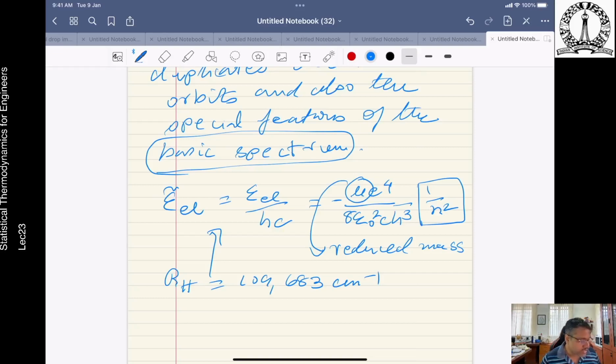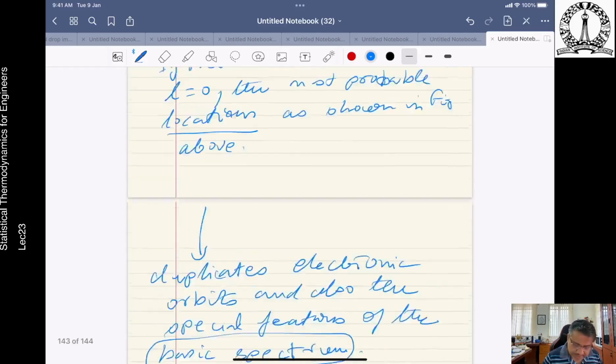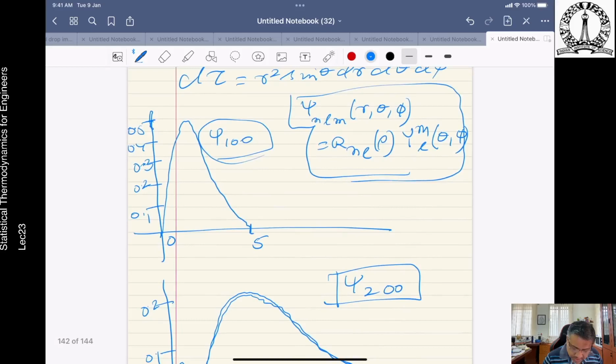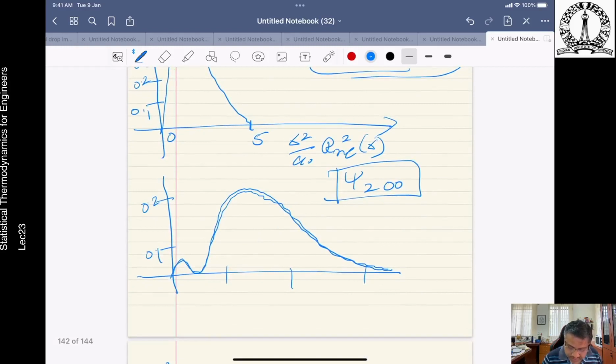When you look at the probability distribution for these different types of functions, here of course what I forgot to write is that the axes are given as sigma squared divided by a naught, into R_nl squared, into sigma. So this is basically the radial function. Sigma is r by a naught. It is a dimensionless probability distribution function associated with the radial portion of the wave function.